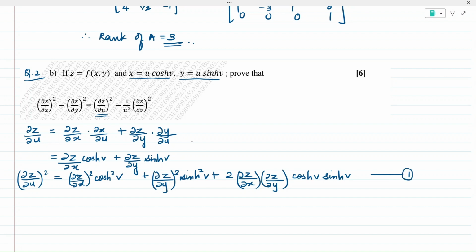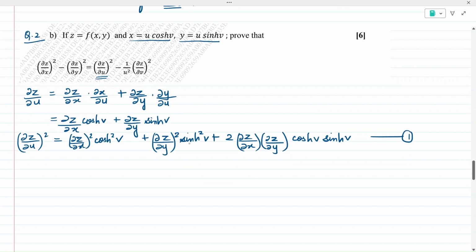Let's calculate the second term on the right hand side. To calculate the second term on the right hand side, I need to find del z by del v. Similar technique. So let's calculate del z by del v. Again del z by del x into del x by del v, plus del z by del y into del y by del v. Del z by del x again you don't know. Del x by del v.